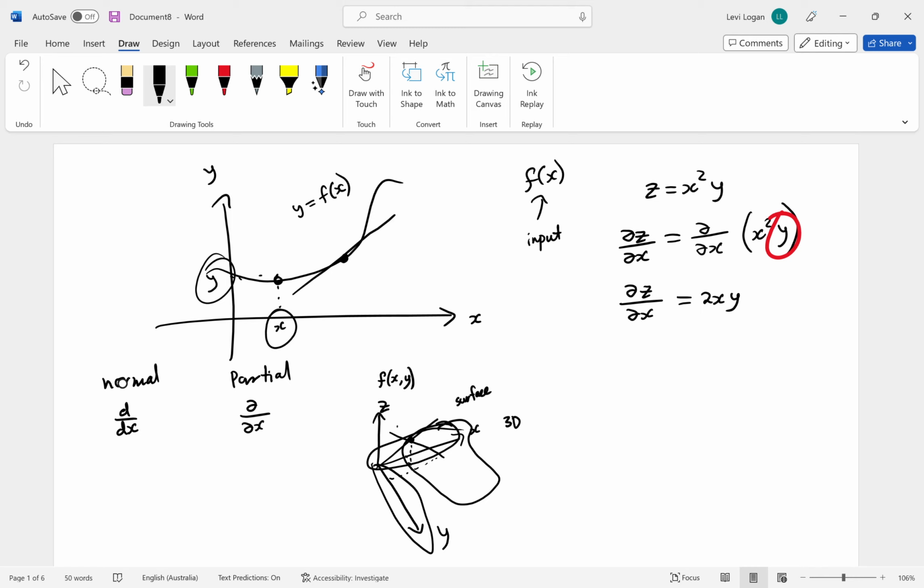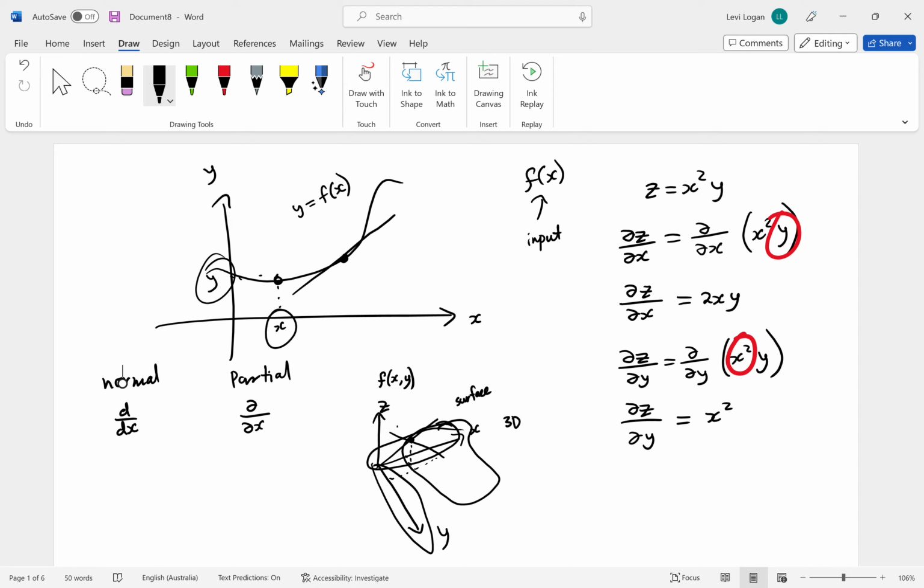Okay? Similarly, if you want to find the partial derivative with respect to y of this particular function, you would treat x squared as a constant. Okay? So you'd only differentiate with respect to y. Now, if you differentiate just y, that goes to 1. So the partial derivative of z with respect to y would just be x squared. Okay? So that's how you basically do a partial derivative of a function.